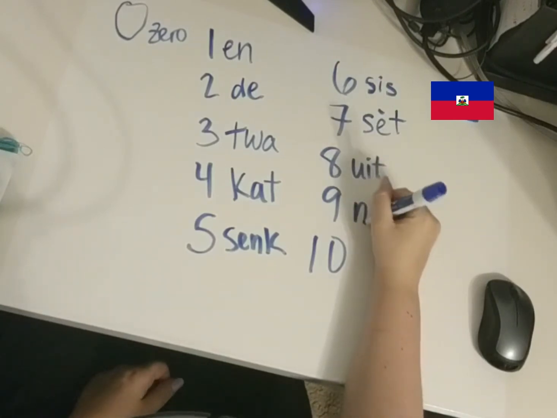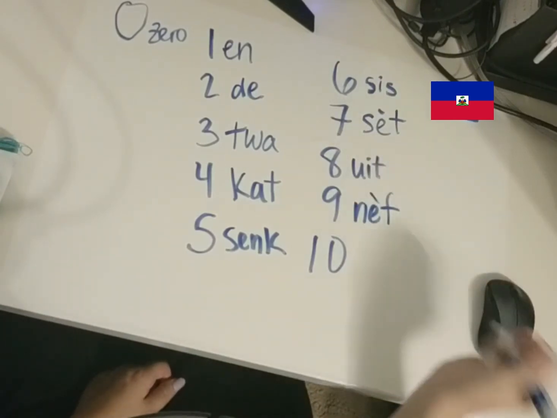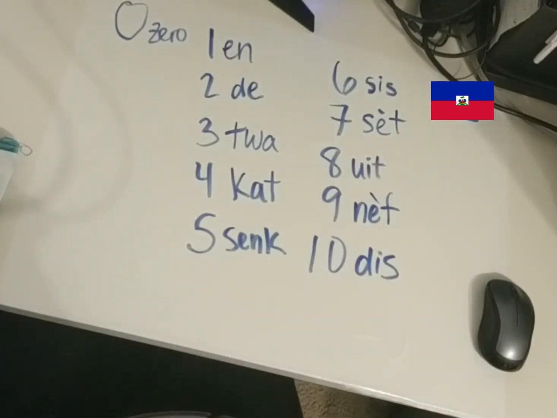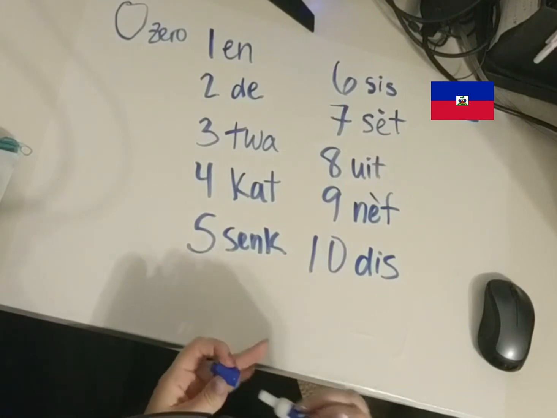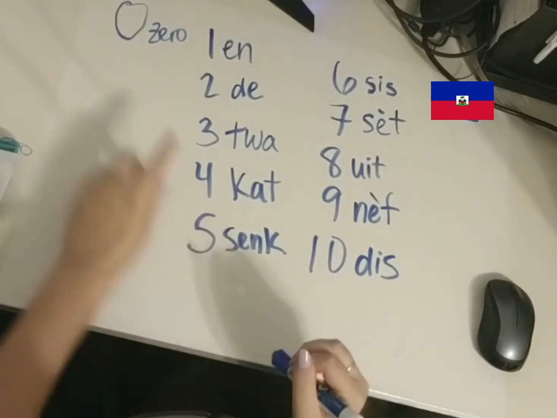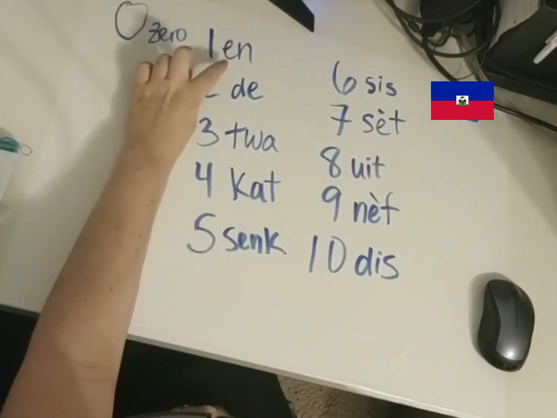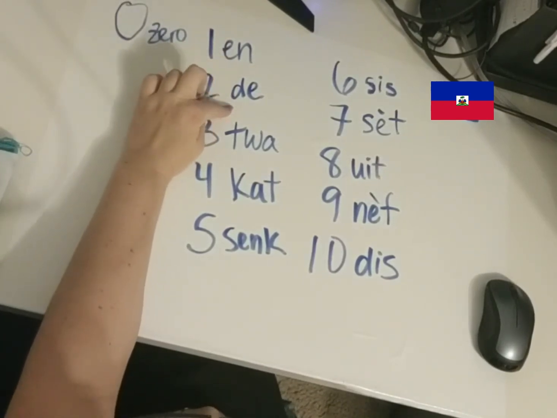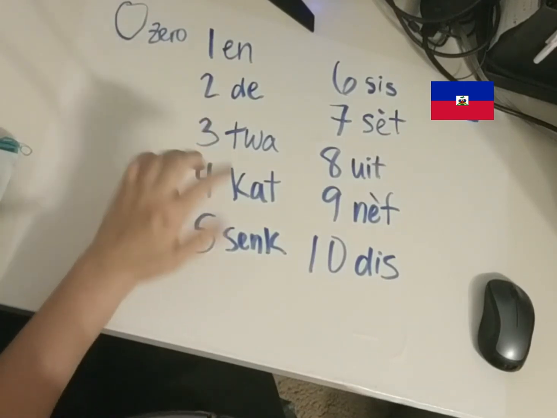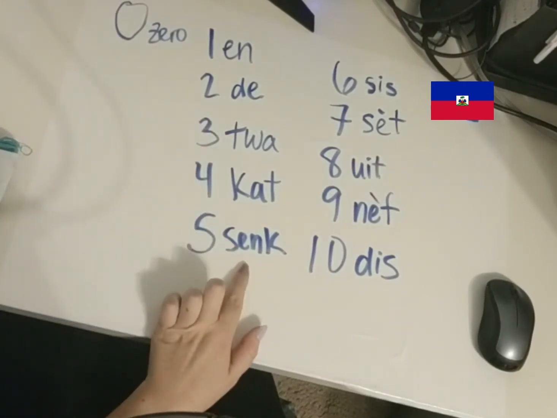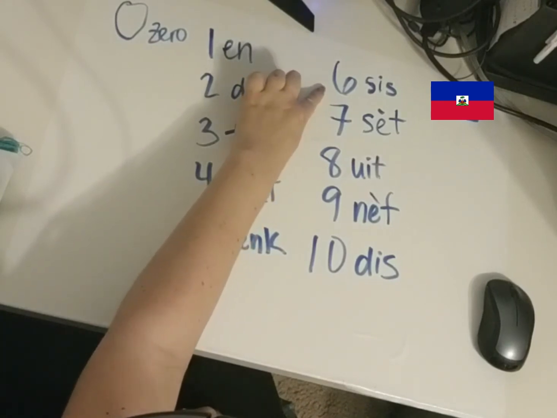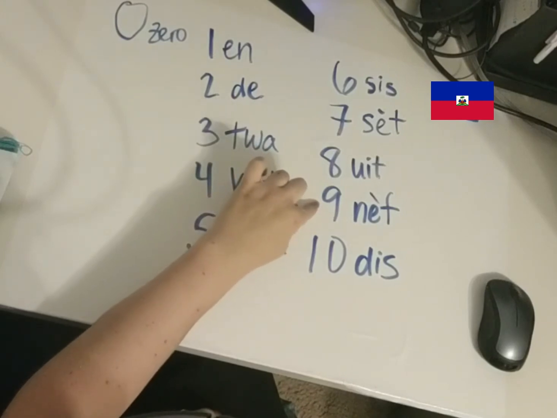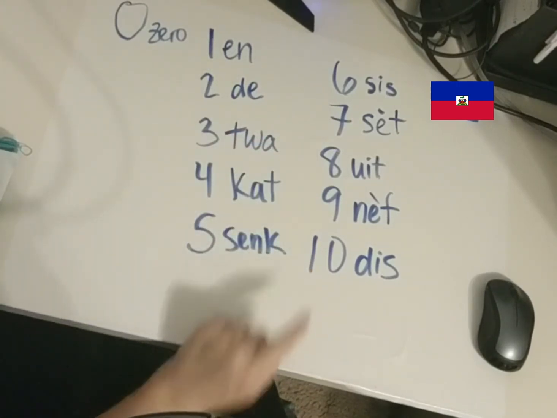9 is neuf, and 10 is dix. So easy. Let's say them together. Ready? 0. Steve Urkel time. Ready? Un, deux, trois, quatre, cinq, six, sept, huit, neuf, dix.